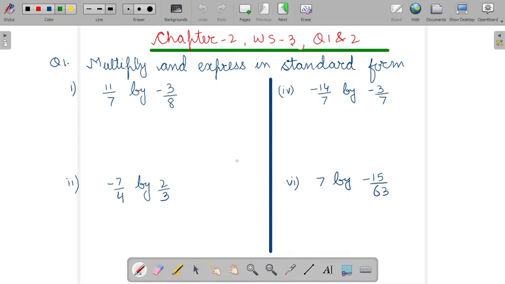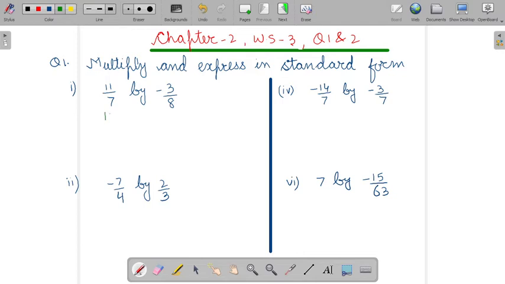Hello everyone. Now worksheet 3. Worksheet 3 is related to multiplication of rational numbers. Now let's go for question 1. Question 1 is multiply and express the result in standard form.